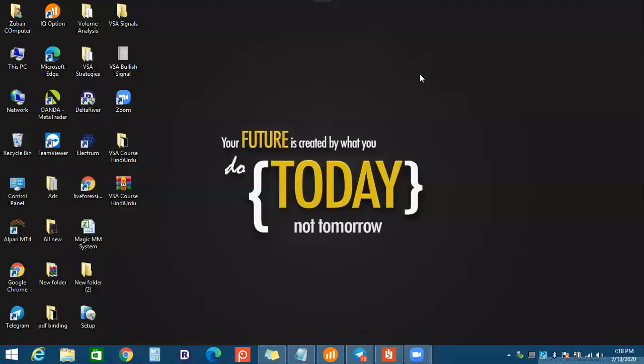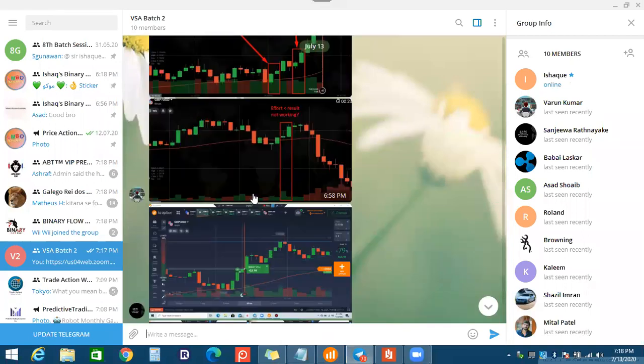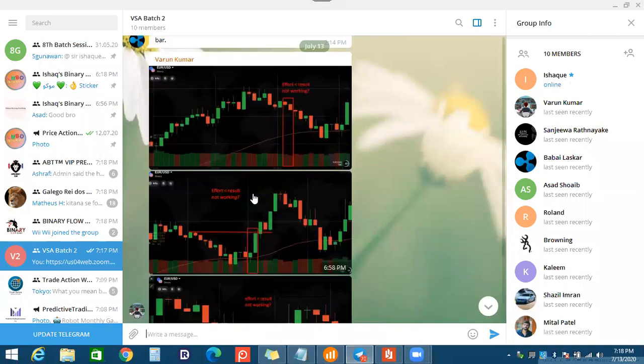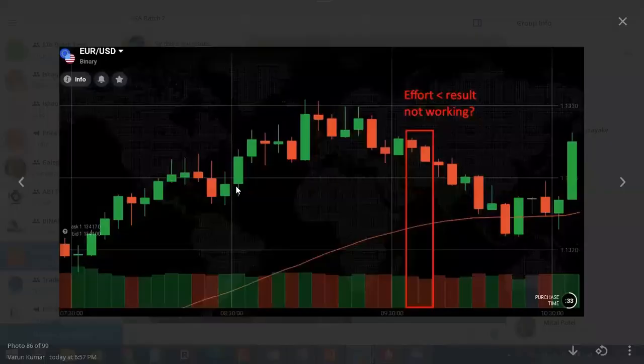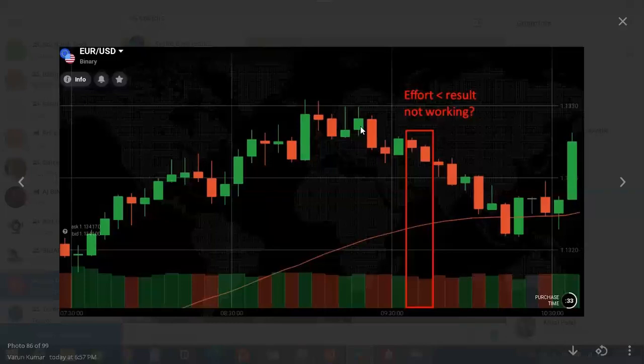And explain those traits also. From here, effort is less than results, not working. Okay, so I told you all the VSA signals depend on the support and resistance level. So you must understand where the support is, and you must understand the trend, how the trend is moving.